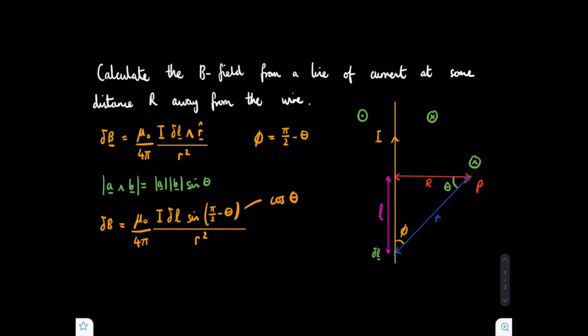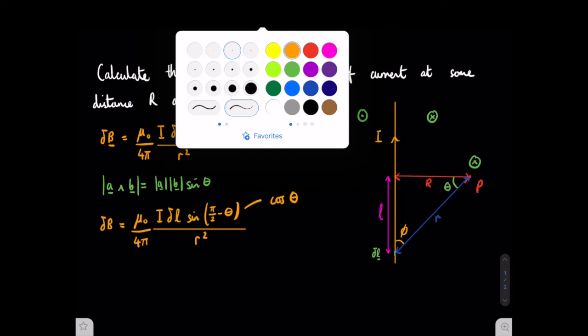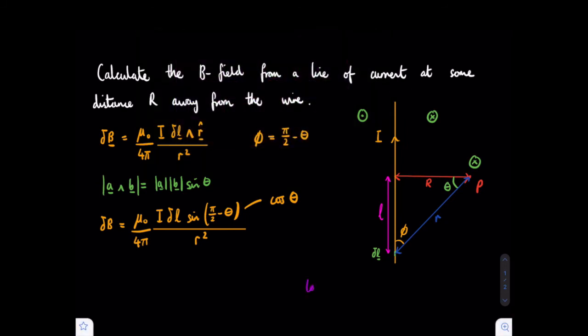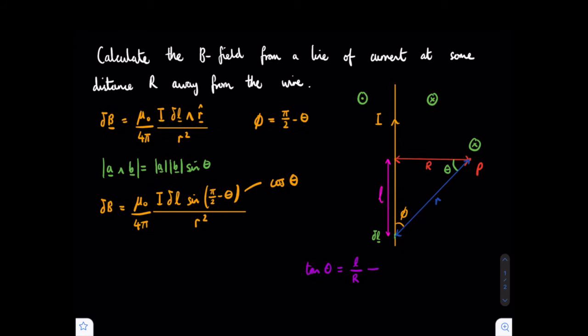So let's look at this. Let's do some trigonometry. Tan theta would be equal to L over r. So then that implies that L equals r tan theta. And if we take the derivative with respect to theta, we get r, which is a constant, times sec squared of theta.